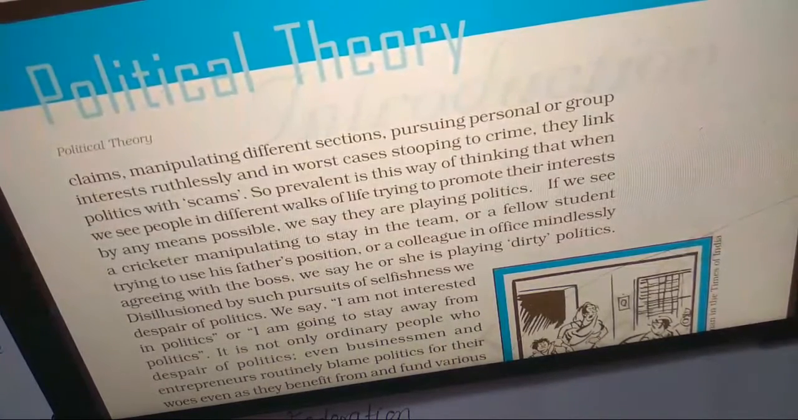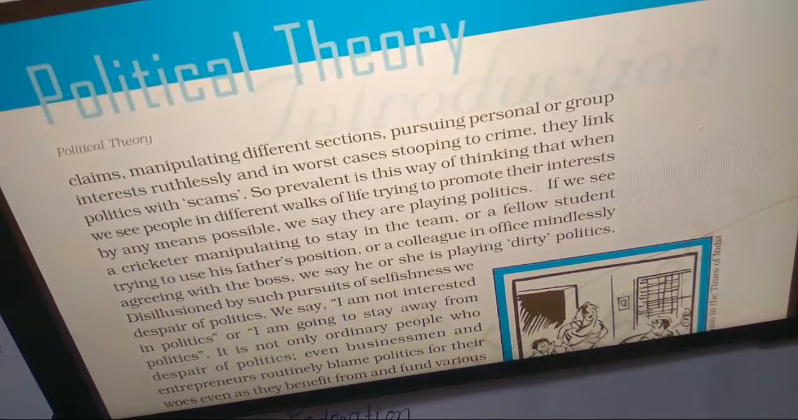It is so prevalent in this way of thinking that when we see people in different walks of life trying to promote their interest by any means possible, we say they are playing politics. If we see a cricketer manipulating to stay in the team, or a fellow student trying to use his father's position, or a colleague in office mindlessly agreeing with the boss, we say he or she is playing dirty politics.